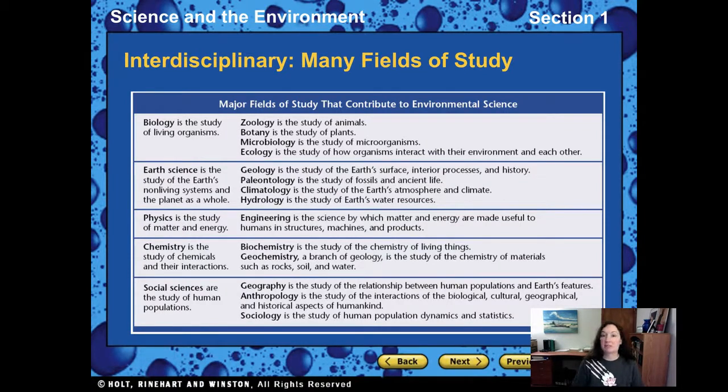Interdisciplinary is a word that just means many fields of study, and that's what environmental science is all about. Biology, earth science, physics, chemistry, and social sciences or social studies are all involved in environmental science. It's a very complex field that involves life sciences, physical sciences, and social sciences. So there are a lot of different issues we'll be talking about this year that are related to science and to things that you might study in social studies. So it's a really cool field because it's so interdisciplinary, about many fields of study.